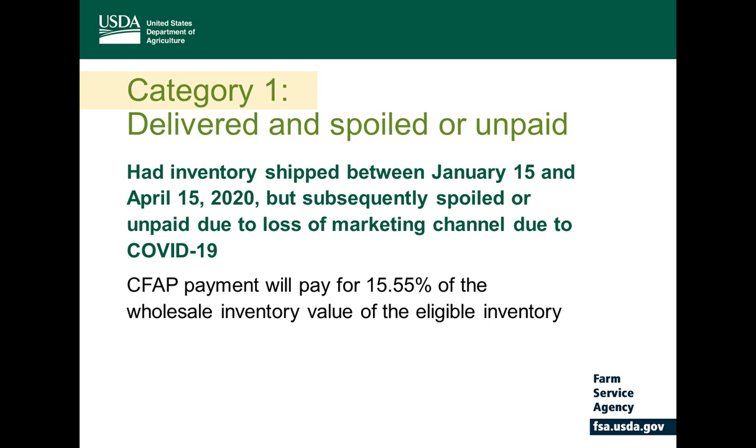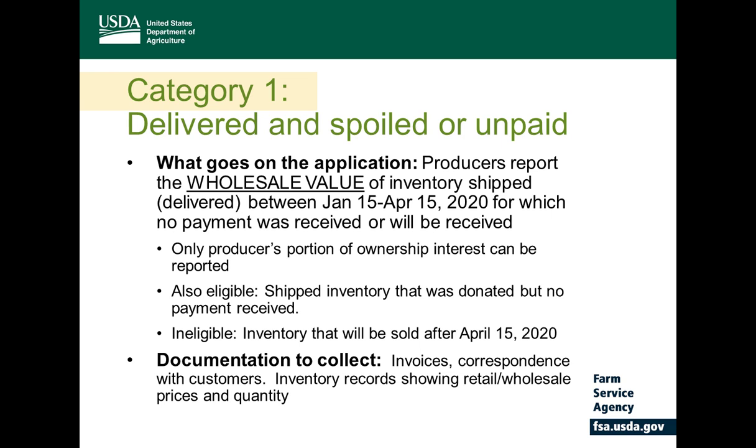Due to COVID-19. So the CFAP payment for this Category 1 is 15.55% of the wholesale inventory value of the eligible inventory. So the producers, when they come in, are going to report to us a wholesale value, say $100,000. That's going to be multiplied times this factor, or rate, for Category 1.